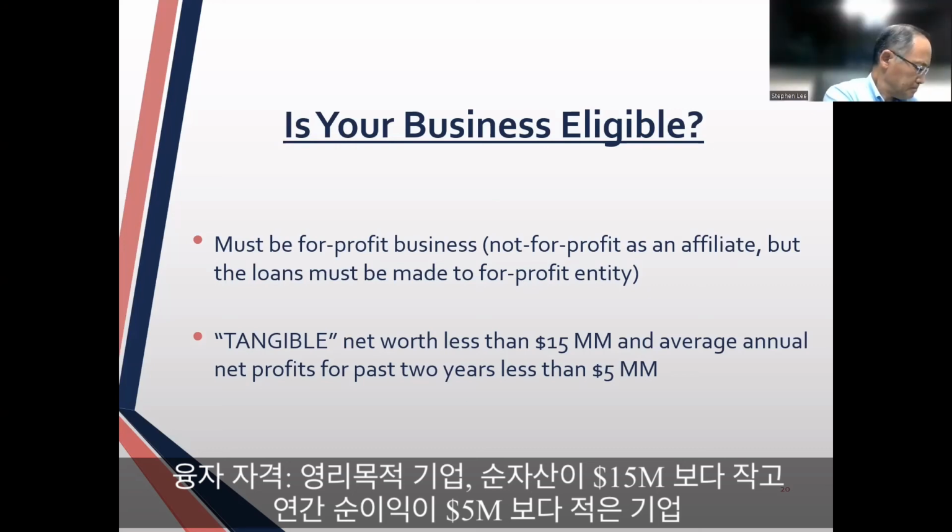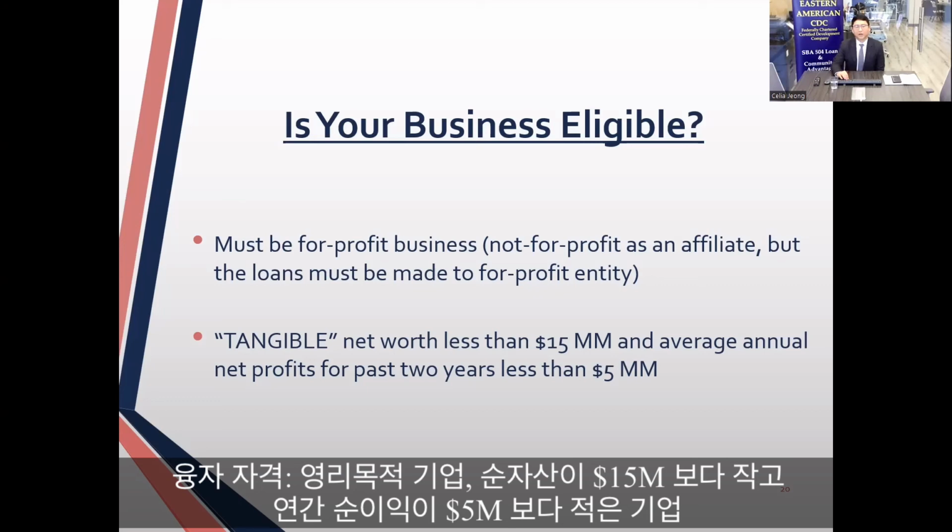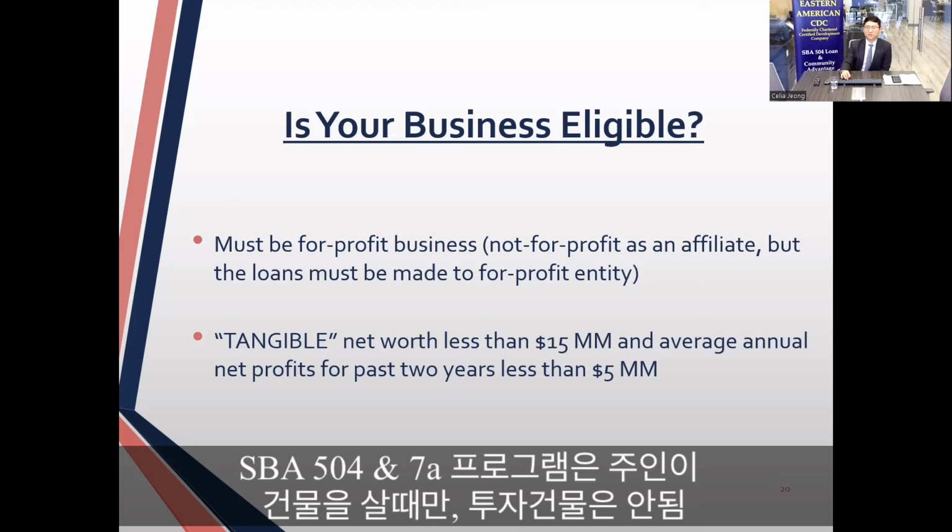Your tangible net worth, in Korean won, your 순자산, is more than $15 million. You are too big, you're too rich, so you're not going to qualify for the small business loan. Also, the average annual net profit for the past 2 years has to be less than $5 million each year. If it's more than $5 million, that's too big.